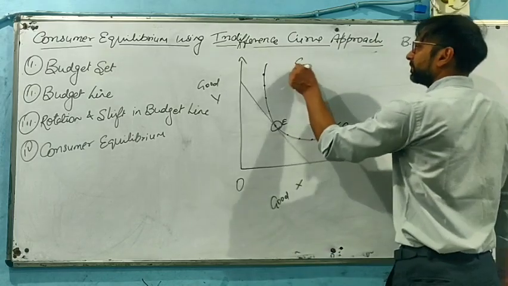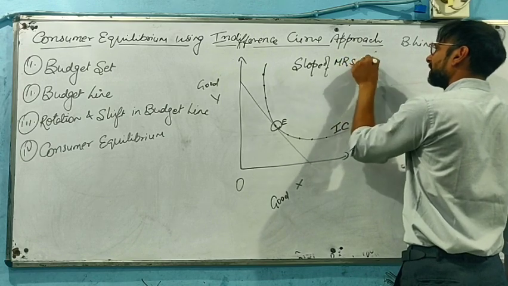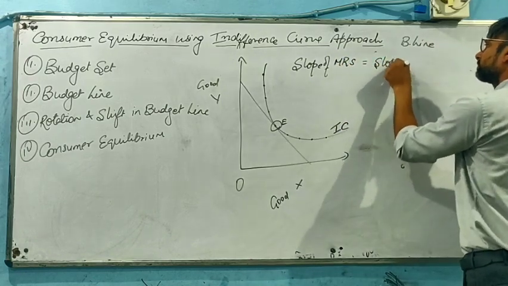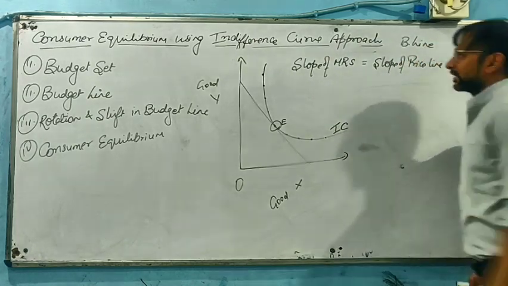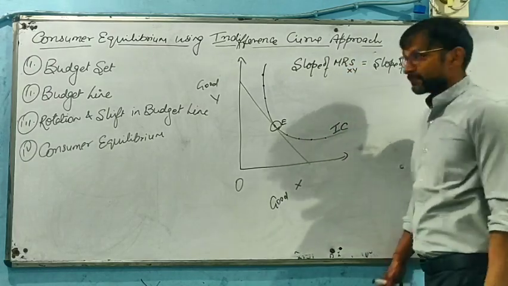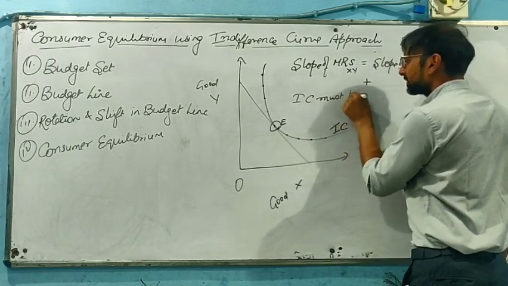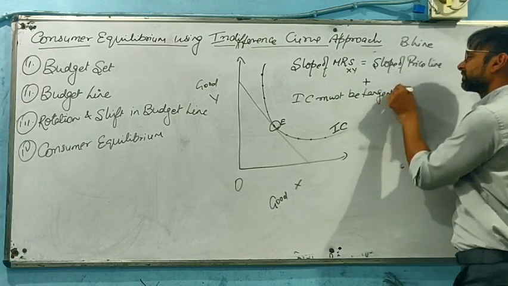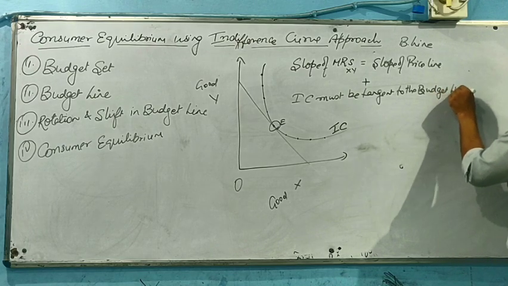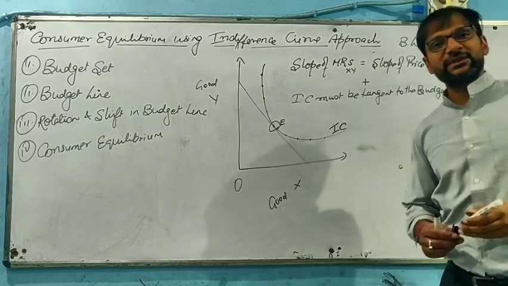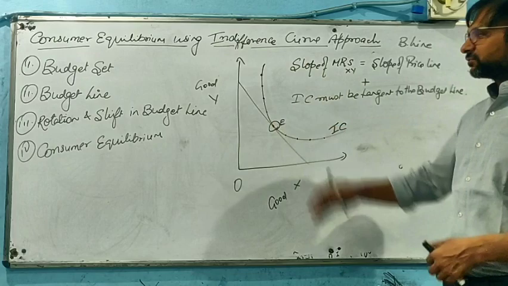It means, in simple terms, we just need to see that the slope of MRS must be equal to the slope of the price line, and the indifference curve must be tangent to the budget line. So the consumer will be in a state of equilibrium using the Hicks or ordinal approach only when the indifference curve is tangent to the price line.